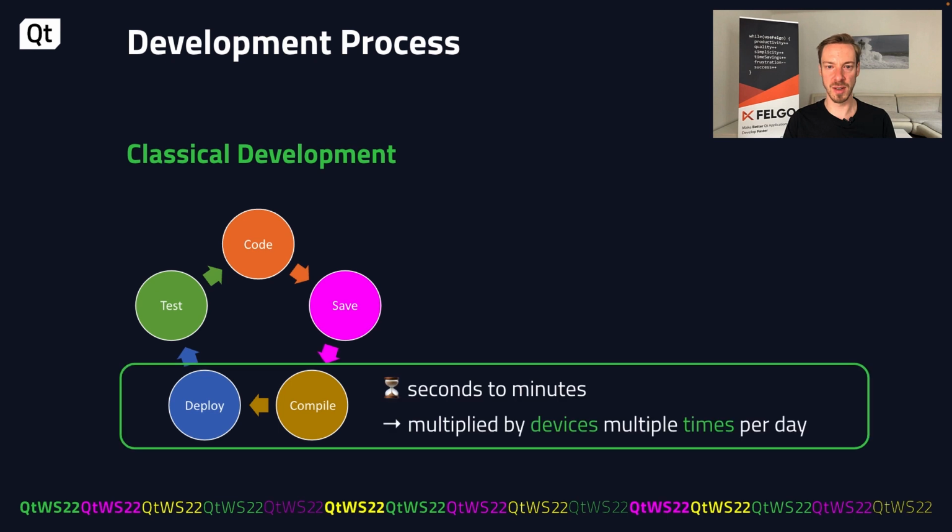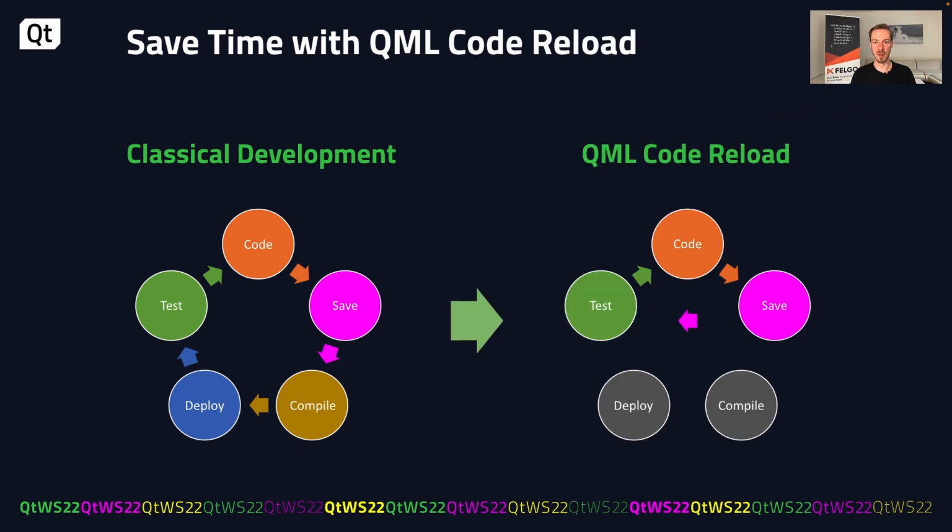So let's look at those two specific steps at the bottom here, the compile and the deploy steps. Those are the steps where you are not actively working on an issue, but wait until they are finished. And this can take time, depending on the project size, from a few seconds up to multiple minutes. And moreover, you might test on multiple devices in parallel. And also, you perform those steps like 100 times a day. So you see this multiplies and it sums up and it steals your productive time working on code. So what if you can skip those two steps? And that's exactly what Code Reload does.